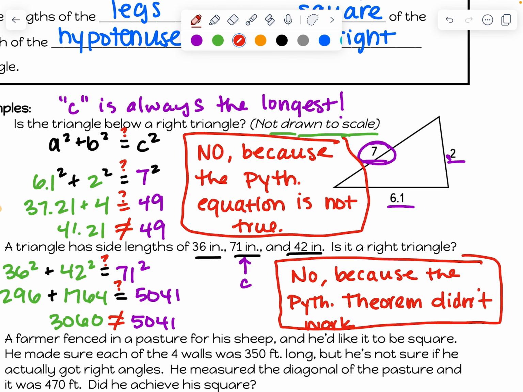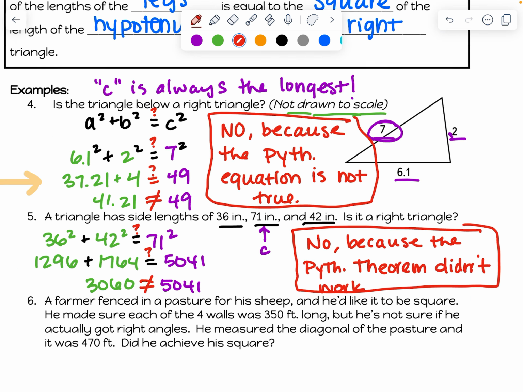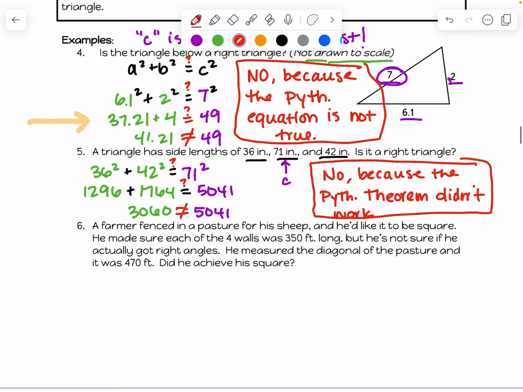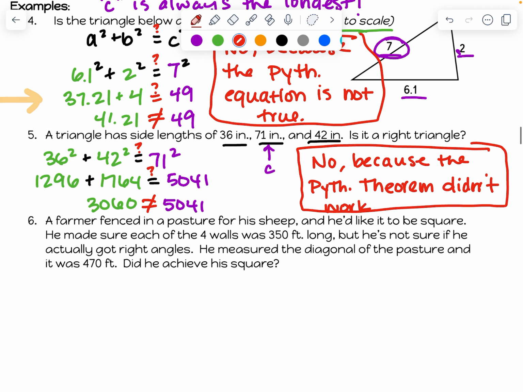Okay, we have one more example. A story problem, because we gotta love the story problems and how we fit this in. Okay, so a farmer fenced in a pasture for his sheep, and he'd like it to be square. He made sure each of the 4 sides of the fence was 350 feet long, but he's not sure if he actually got right angles. He did measure the diagonal of the pasture, and it was 470 feet. Did he achieve his square?